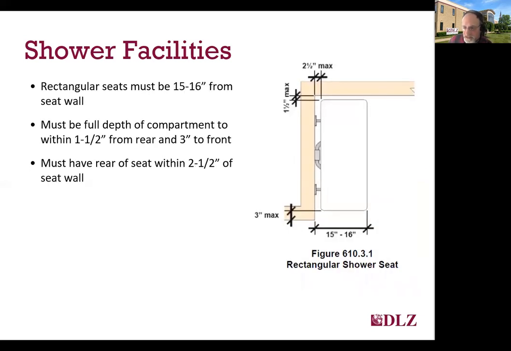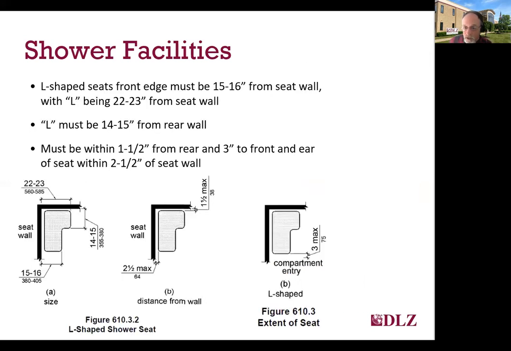Rectangular seats must be 15 to 16 inches from the rear wall, as shown in the figure here, and be the full depth of the compartment to within 1/2 inch of the rear and 3 inches of the front of the compartment. The gap along the wall behind the seat can't exceed 2.5 inches.